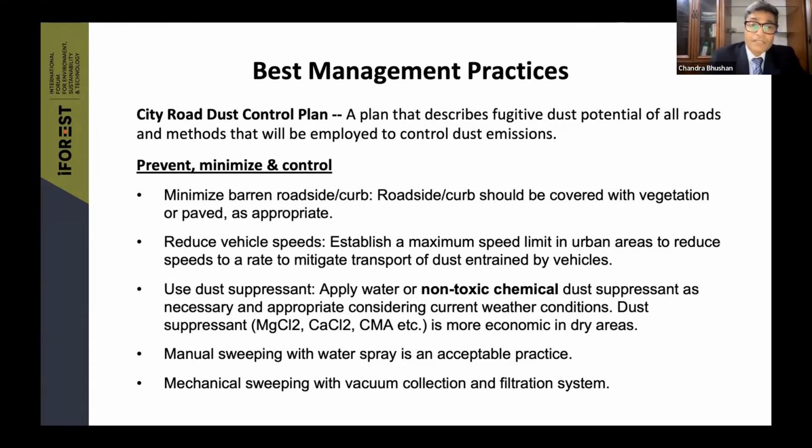As I said, manual sweeping with water spray is acceptable. So in smaller roads within the colonies, you can continue with manual sweeping, but with water spray. But if you are using mechanical sweeping, then it must be done with a vacuum collection system and filtration system. These are the things that we need to do as far as dust is concerned.